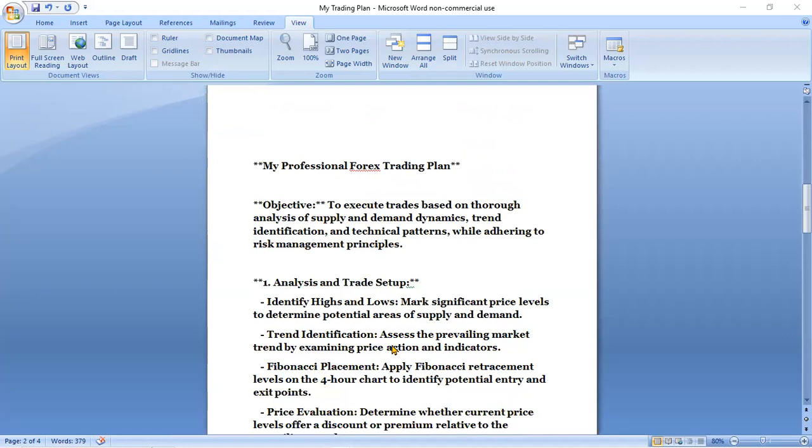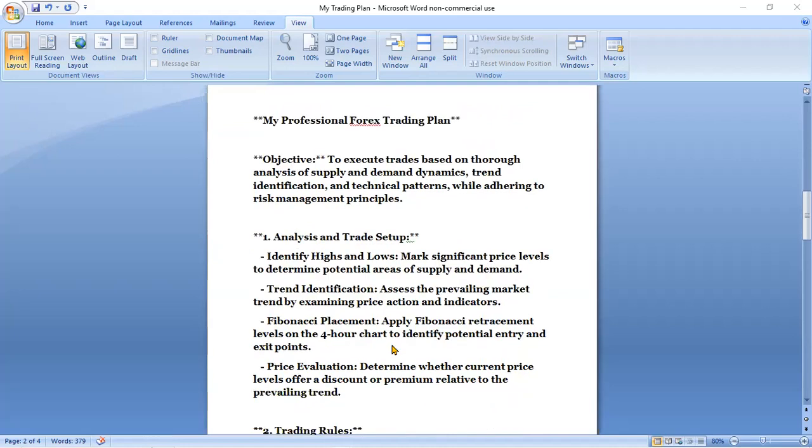My professional Forex trading plan. So the objective is to execute trades based on thorough analysis of supply and demand dynamics, trade identification, and technical patterns, while adhering to risk management principles. So number one, analyze the trade setup. Identify highs and lows, or significant price levels to determine potential areas of supply and demand.